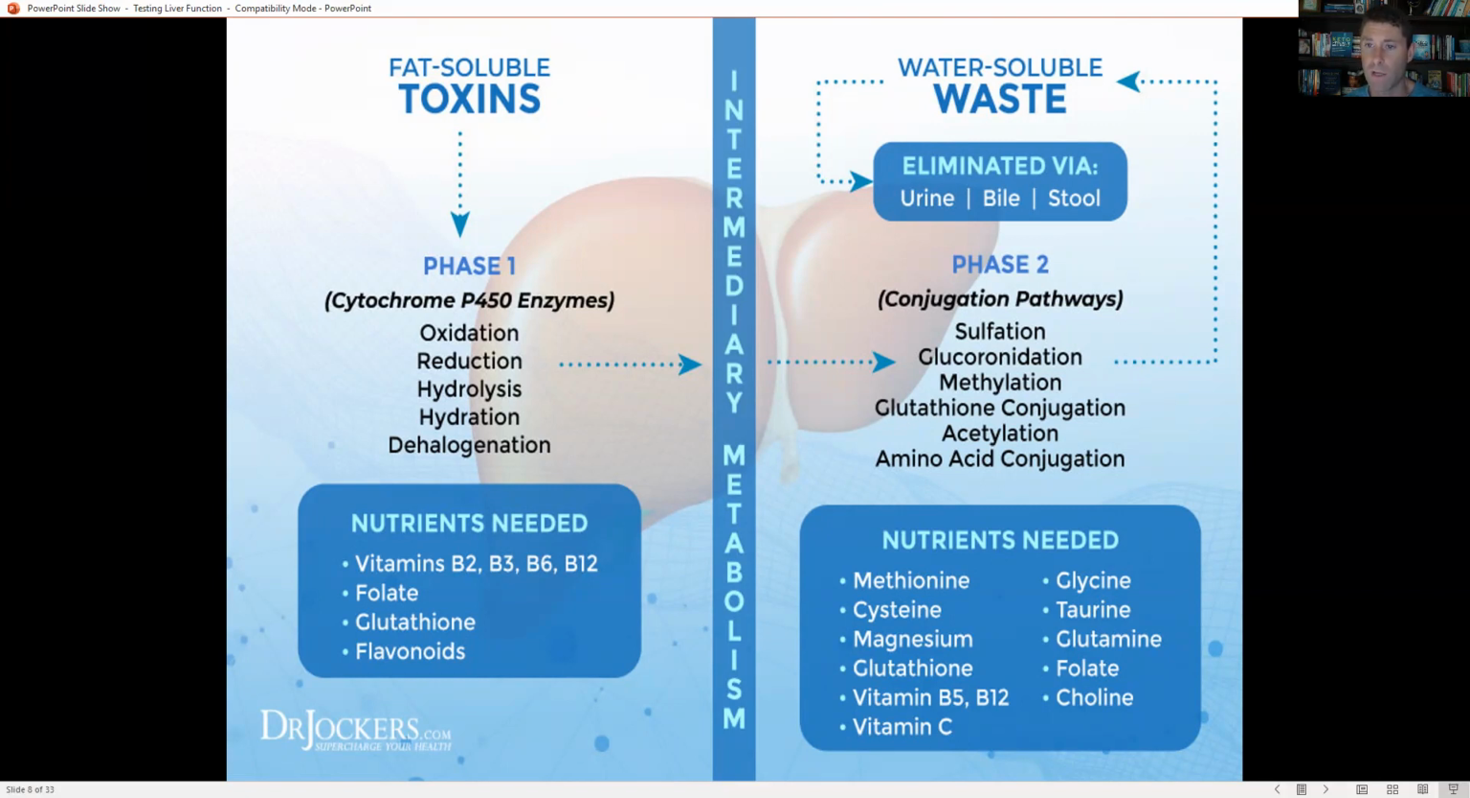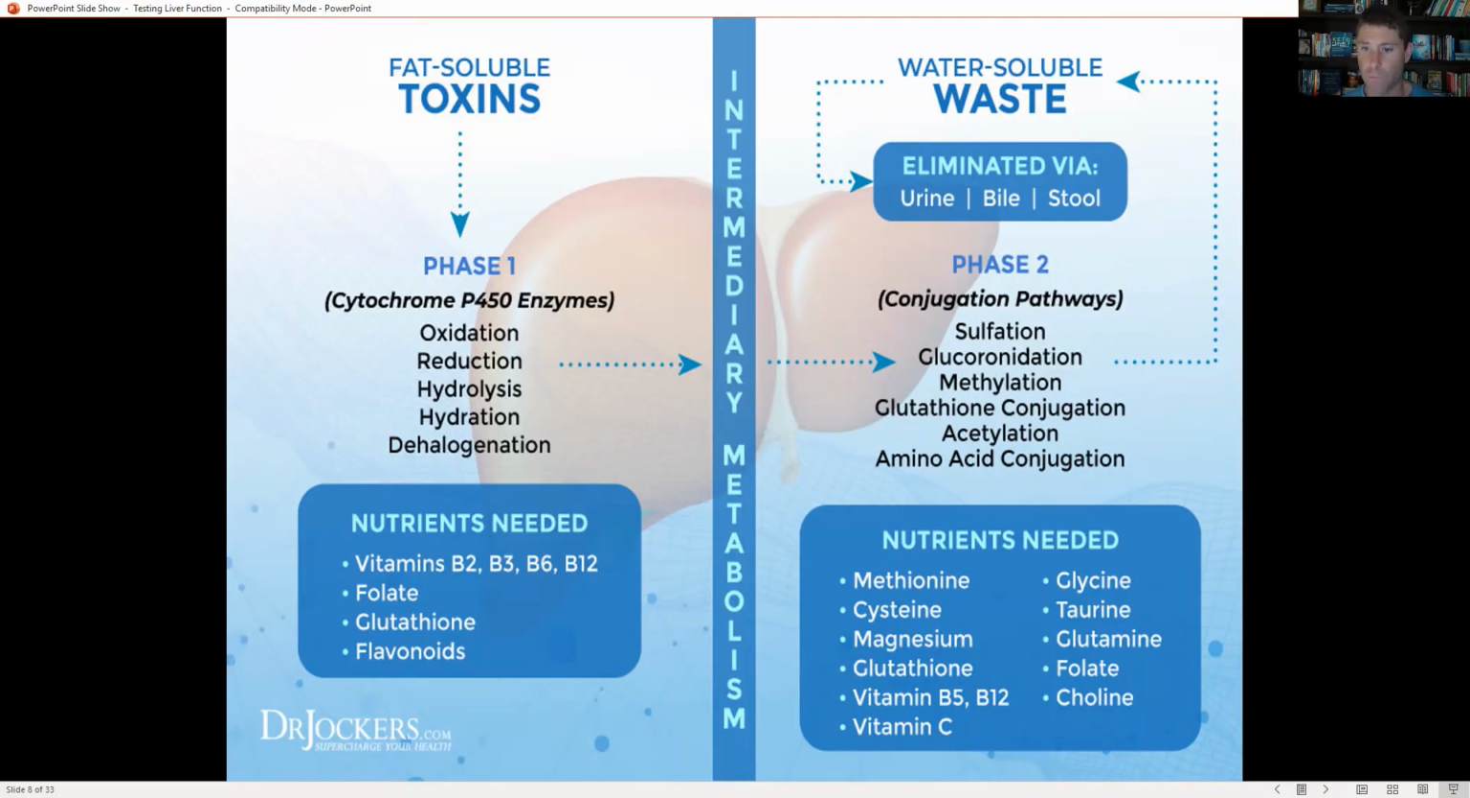So we have to conjugate them. And we do that through these pathways: sulfation, glucuronidation, methylation, glutathione conjugation, acetylation, and amino acid conjugation. And probably the major form of amino acid conjugation is glycination, or glycine as the amino acid that's conjugating them. And then of course we eliminate them: urine, right, in the bile, through the stool.